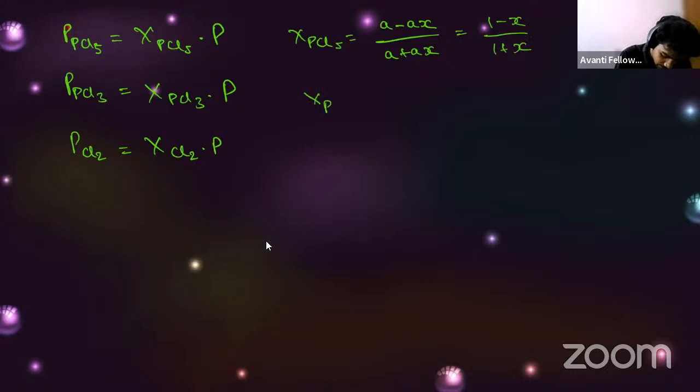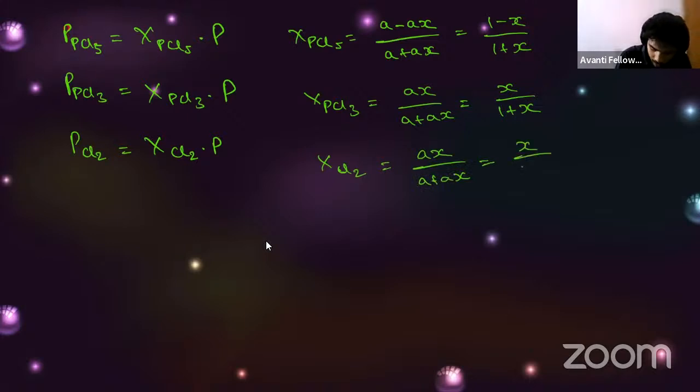Mole fraction of PCl3 is equal to AX by A plus AX, total moles, right? Nothing but x by 1 plus x. Mole fraction of Cl2 gas will be equal to AX by A plus AX. That gives you x by 1 plus x. Simple. Just substituting the total moles present at the equilibrium. What are the moles of the gas at equilibrium by total moles of the gas at equilibrium? Simple.